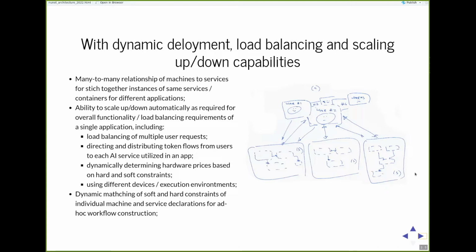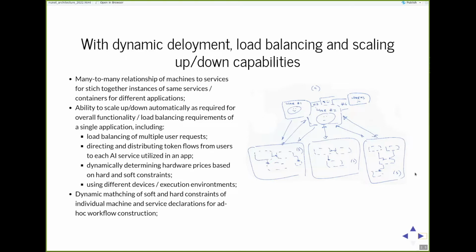So we have many-to-many relationships between machines and services. You can have, let's say, 1,000 instances of the same service if we need to scale it up. And they will run on a number of machines, which cannot be more than 1,000, but can be less. That also depends on whether these algorithms implement multi-threading or asynchronous running themselves. So when we have this kind of ability, it enables us to do the load balancing and scaling up and down automatically in the platform.